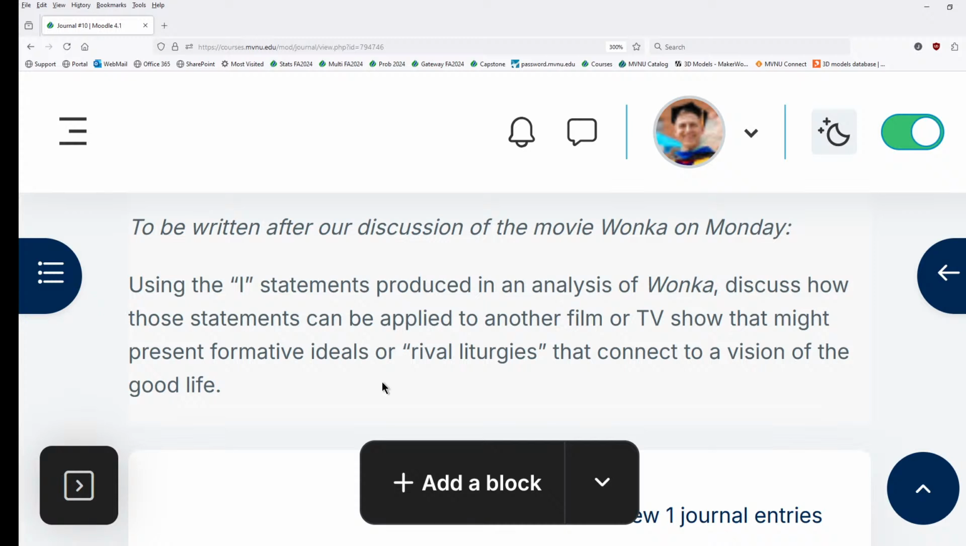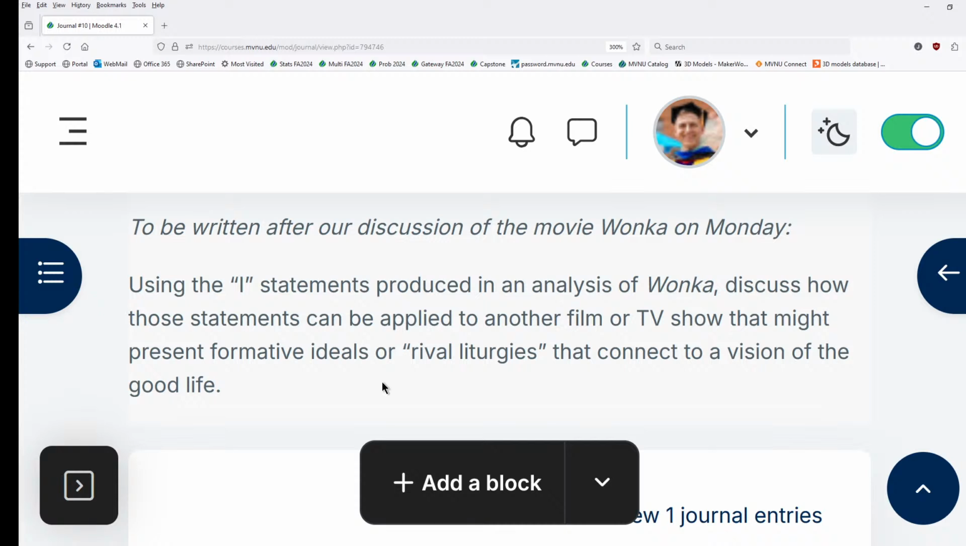So if you want to use those, like the ones that you came up with today, or come up with new I statements for whatever TV program or movie that you're thinking about, maybe it's, I don't know, The Fast and the Furious, then seriously, that would be an interesting movie to think about. What are the I statements? What is it, the liturgies that movie is trying to teach us? Or the whole series, what are there, 9 or 10 of them?